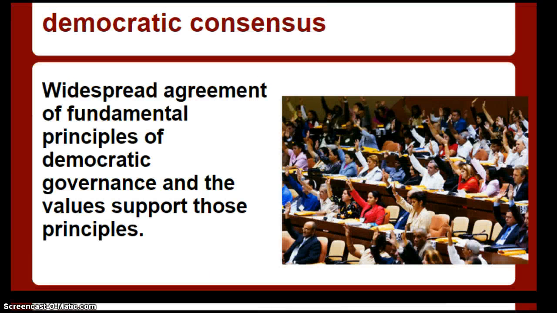Next term is democratic consensus. Consensus means to come to an agreement. And so democratic consensus would be to come to an agreement through voting or the principles of democratic government. And our definition here is widespread agreement of fundamental principles of democratic governance and the values that would support those principles.